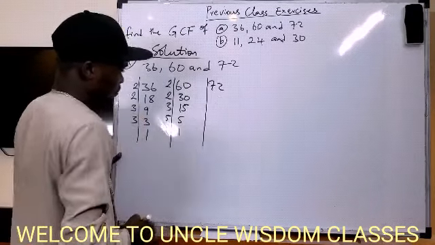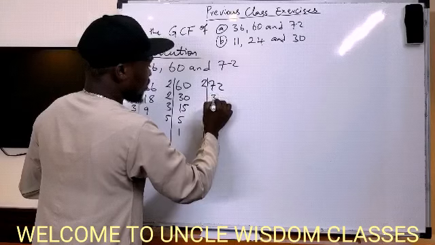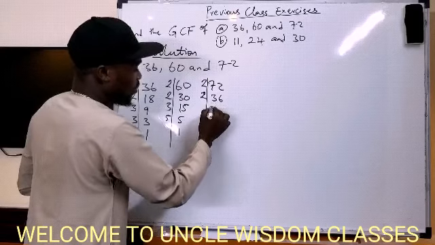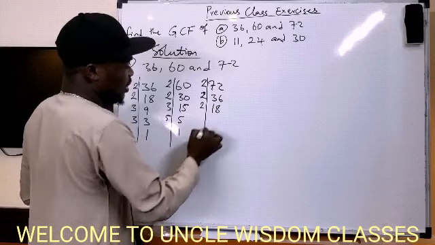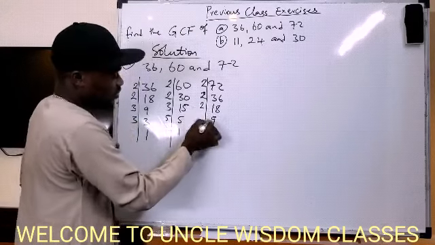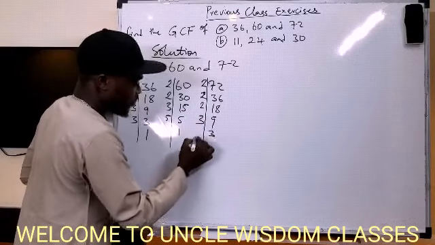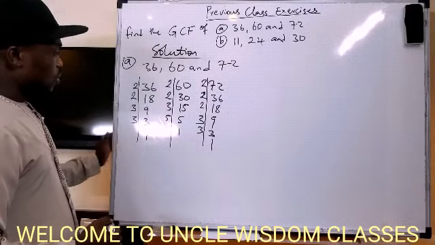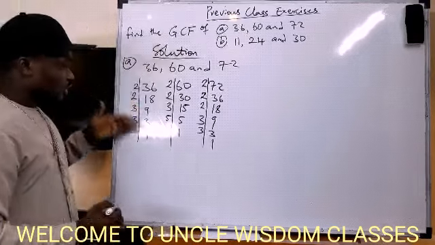72. 72 divided by 2 will give us 36. 36 divided by 2 will give us 18. 18 divided by 2 will give us 9. 2 cannot divide 9 again. We'll now take 3. 9 divided by 3 will give us 3. And 3 divided by 3 will give us 1. We have gotten the factors of the numbers. We've achieved them.